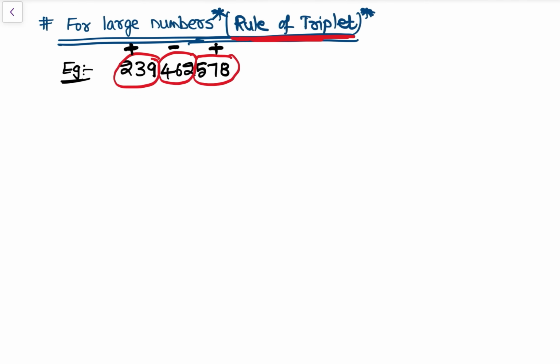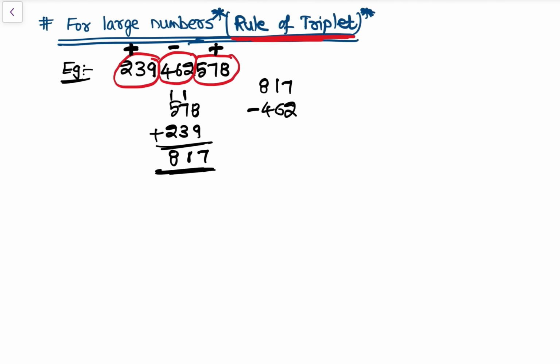So now add the plus ones: 578 plus 239. So this is 17, 11 and 8, that is 817. Then minus 462. Now subtract this. So 817 minus 462: 11 minus 6 is 5 and 7 minus 4 is 3, so 355 is left. Now divide 355 by 7.